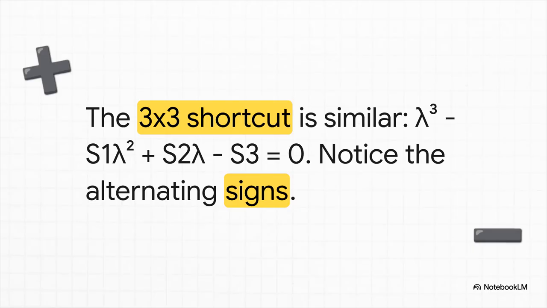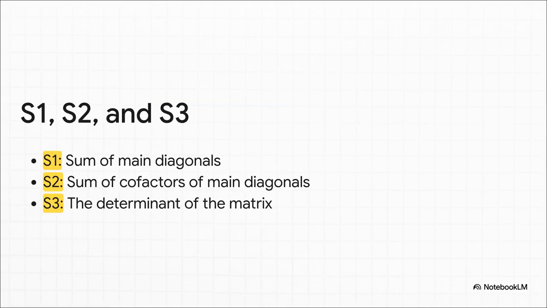And the good news is we've got another shortcut for this. It looks really similar to the last one, it just has one extra term for that third dimension. Notice the pattern with the signs. It goes minus, plus, minus. That's a key thing to remember. So S1 is the same as before, just sum up the main diagonal. S3 is also familiar. It's the determinant of the whole 3x3 matrix. The new player here is S2. It's the sum of the cofactors of the main diagonal elements.